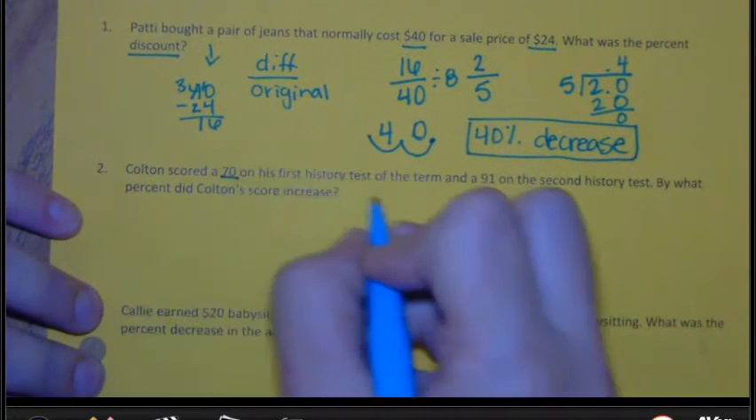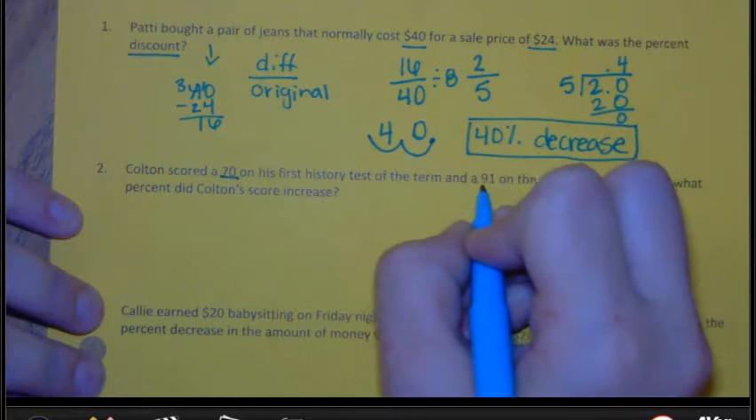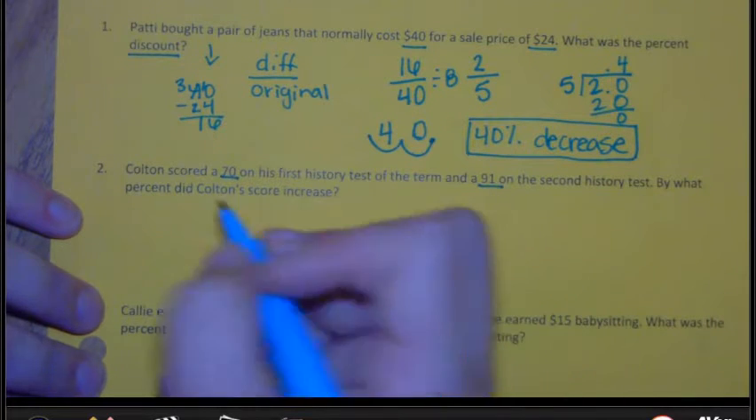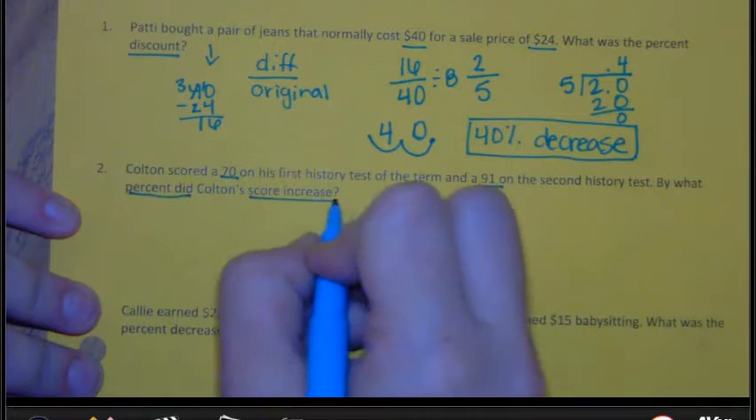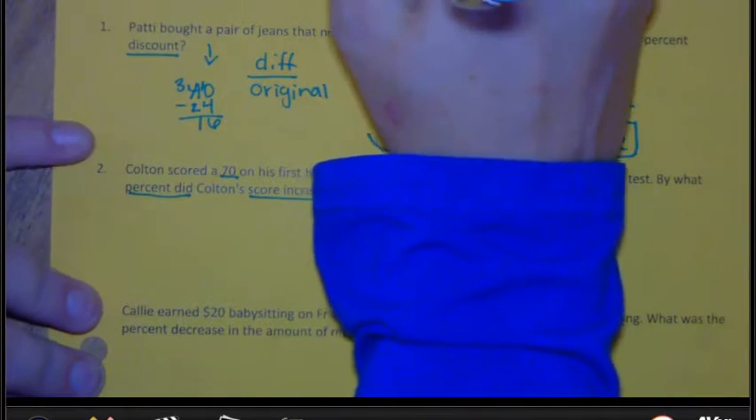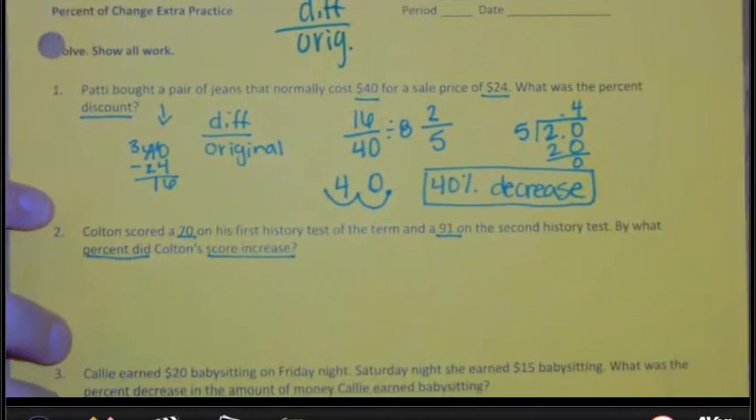All right, number 2. Colton scored 70 on his first history test of the term and a 91 on his second history test. By what percent did Colton's score increase? All right, so remember, difference over the original. I'm going to write this up at the top so I don't forget. Difference over original, and that's how we solve it.